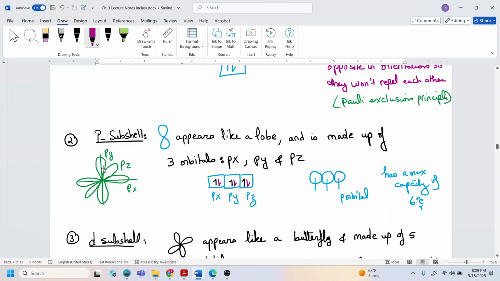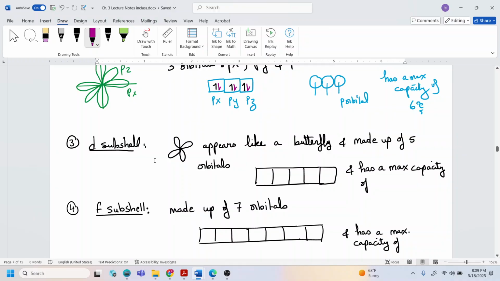The p subshell, as I said, is made up of the px, py, and pz. The px is along the x-axis, the py is along the y-axis, and the pz is along the z-axis. It is a subshell that has a capacity of 6 electrons, and it is made up of 3 orbitals. We do care about the orbitals there because this is where the electrons reside.